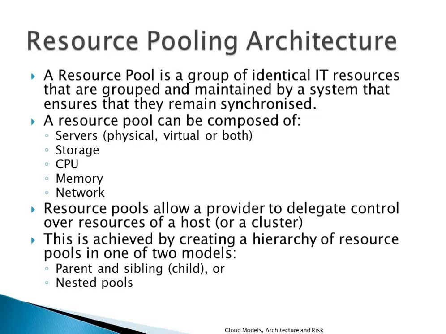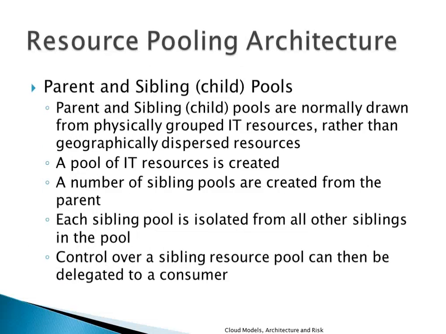Right? And you do this by creating a hierarchy. And there's usually one of two models, the parent and sibling, or parent and child, or the nested pool. So let's have a look at these. So in the parent and sibling, or parent and child pool, you normally build these up from physically grouped IT resources. That is, they're all together in the same data center, rather than using geographically dispersed resources. So you create this pool of resources, a large pool. Then from that, you break that down into a number of smaller pools, the sibling pools.